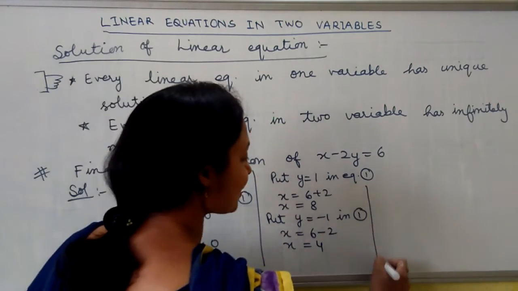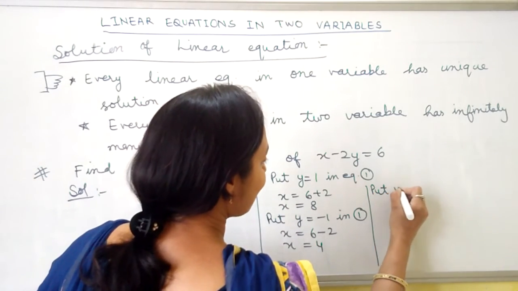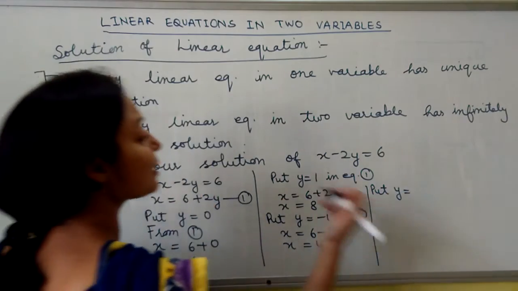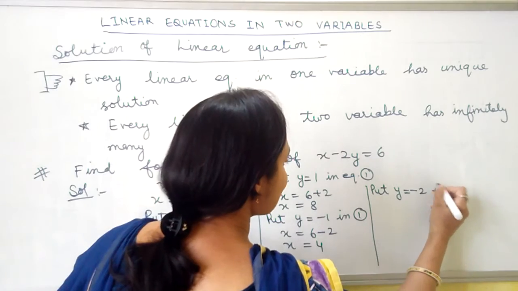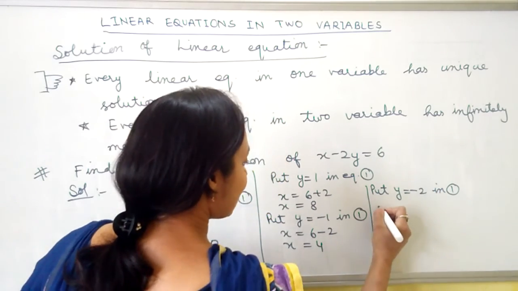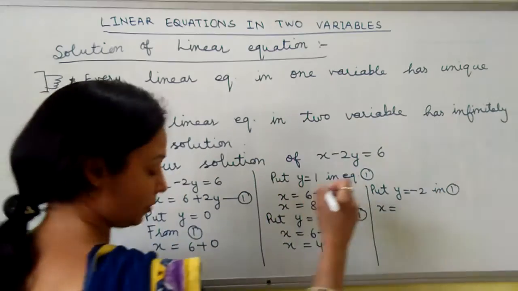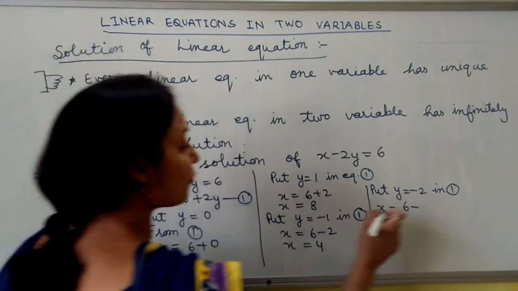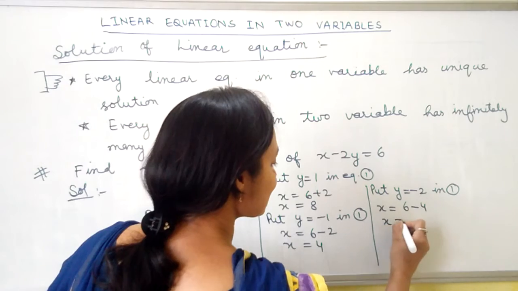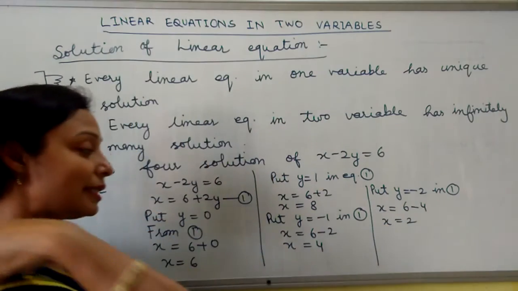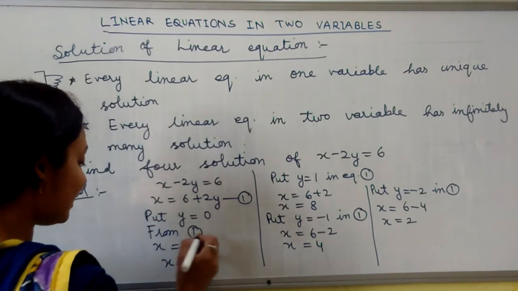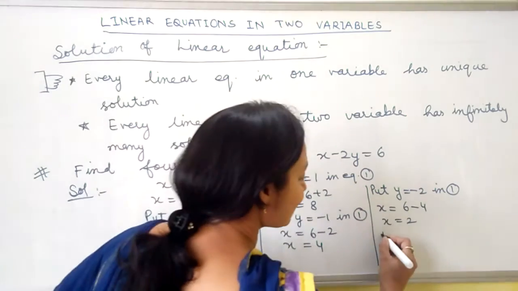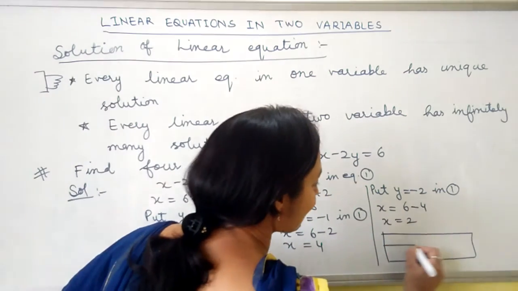Now come to the fourth solution. Put y equals to minus 2 in equation 1. x equals to 6 minus 2 twos are 4, so x equals to 2. So these are the four solutions. So we have a box having four solutions. How can we write it?